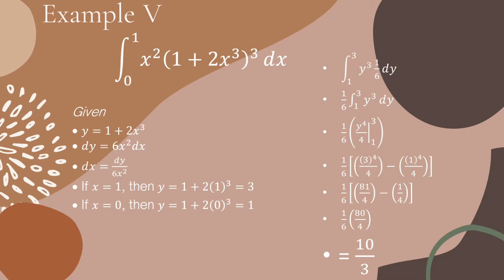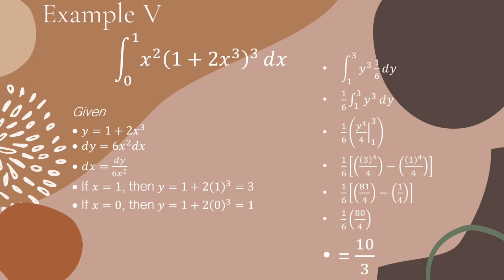So now let's go to example number 5, and we have the problem, the definite integral of x squared times the quantity of 1 plus 2x cubed raised to 3 dx from 0 to 1. So we need first to identify the value of y, then we have the value of y is equals to 1 plus 2x cubed. Then to get the value of dy, just get the derivative, and then we'll have dy is equals to 6x squared dx. Then to get the value of dx, just divide both sides by 6x squared. Then we'll have dx is equals to dy over 6x squared.